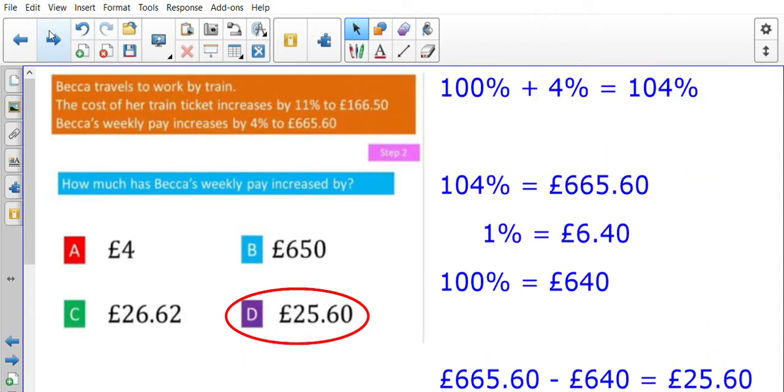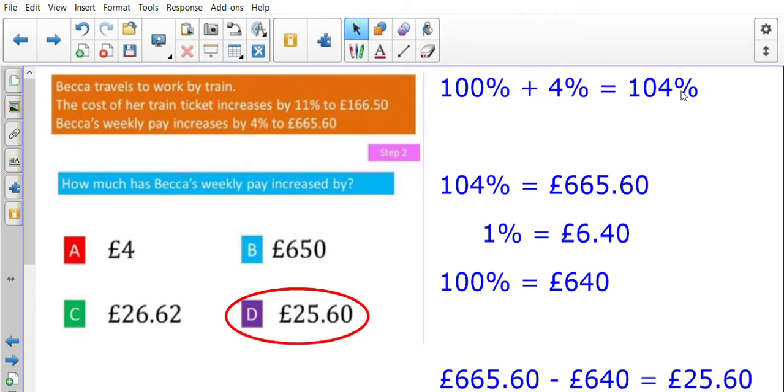For the next question, you're told Becca travels to work by train. The cost of her ticket increases by 11% to £166.50. Becca's weekly pay increases by 4% to £665.60. How much has Becca's weekly pay increased by? So we're really only interested in this bottom line here. It's increased by 4%, which means we now have 104%.